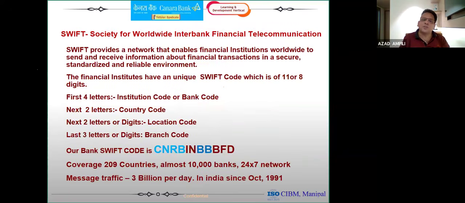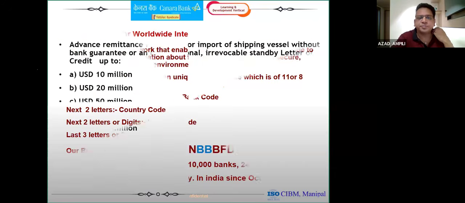So we should know our bank's SWIFT code. Our bank's SWIFT code is CNRB IN BB BFD. So what does CNRB IN BB BFD mean? CNRB is Canara Bank, IN means India, BB means Bombay, BFD means Bombay Foreign Department branch. Bank name, country name, location name, and branch name. That is the concept. Earlier we used to have Bombay Foreign Department. That foreign department culture is not there now, but this SWIFT code is there.